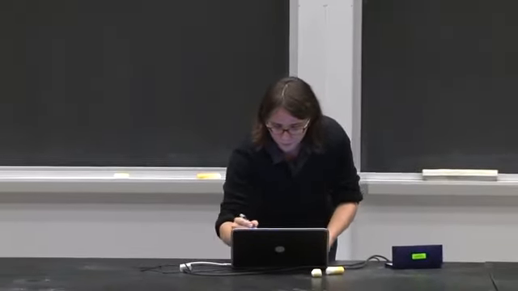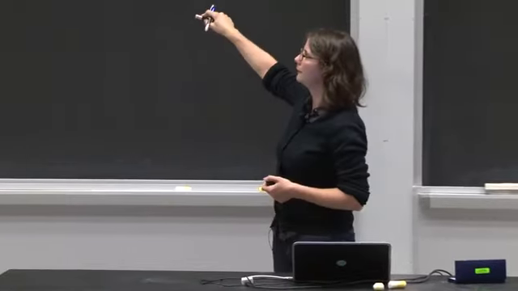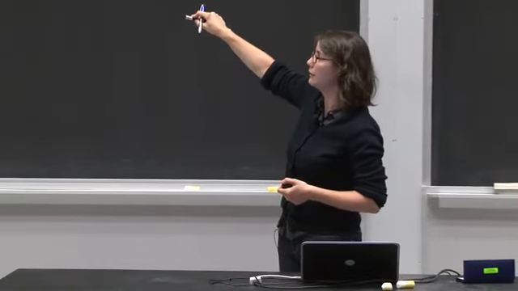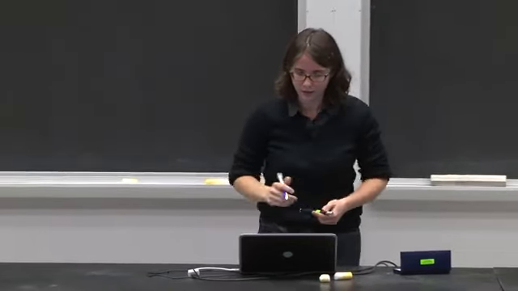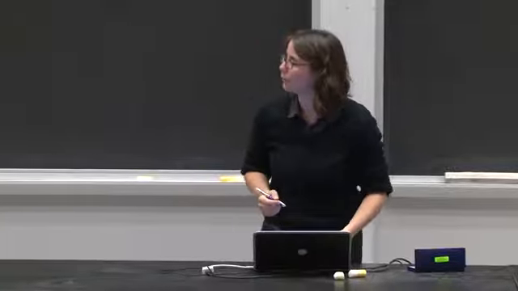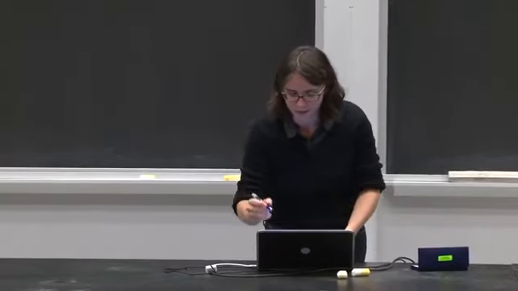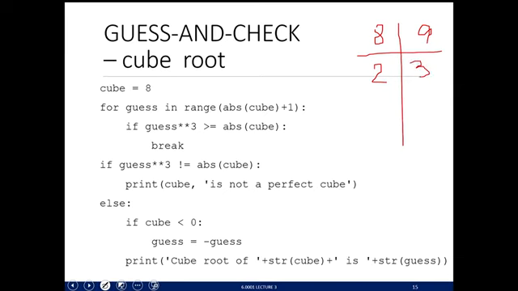Sort of the same idea when we're trying to find the cube root of 9. We're going to start with 0. 0 to the power of 3 is less than 9. 1 to the power of 3 is less than 9. 2 to the power of 3 is less than 9. When we get to 3 to the power of 3, that's going to be greater than 9.